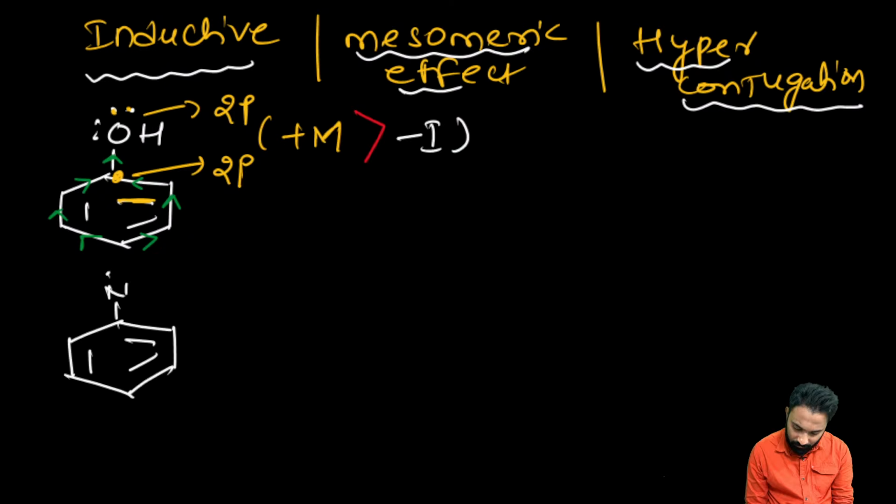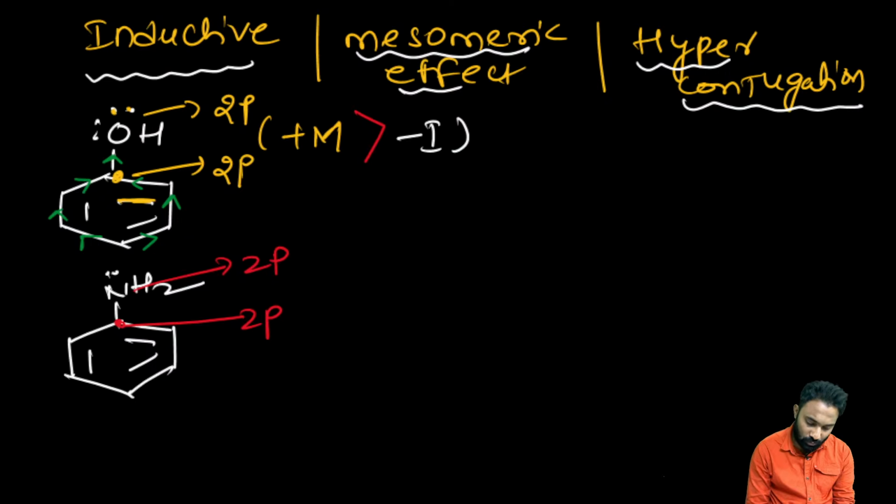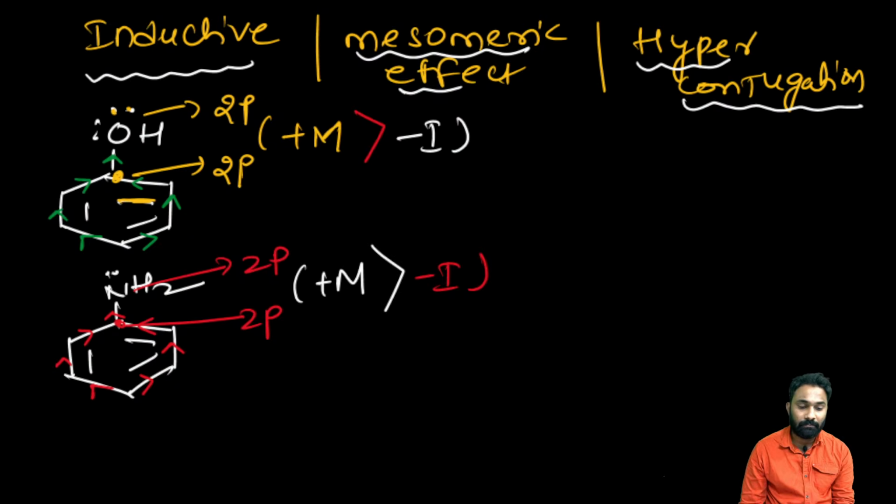Now next, suppose aniline is given. In aniline also, this nitrogen is 2p, this carbon is 2p. Now both are 2p. Done? It will show the plus M effect due to the 2p overlapping, and it has the lone pair of electrons and partial displacement of sigma bond pair of electrons. This benzene sigma bond pair of electrons will be partially displaced by which one? Nitrogen. Due to that, it will show the minus I. But plus M effect is more dominating. Which effect is more dominating for aniline? Plus M effect is more dominating.